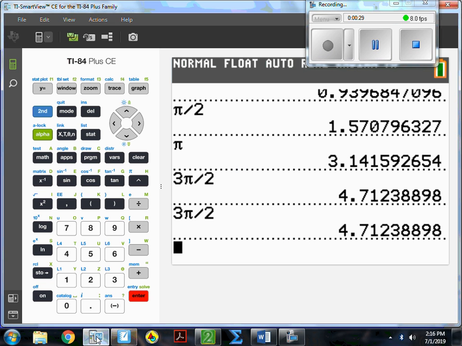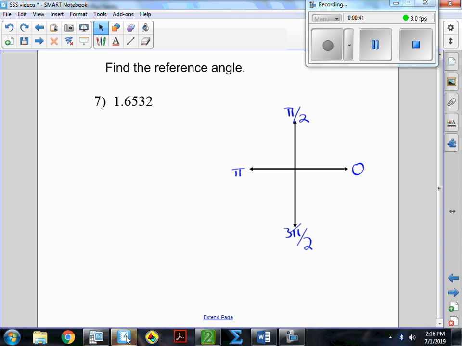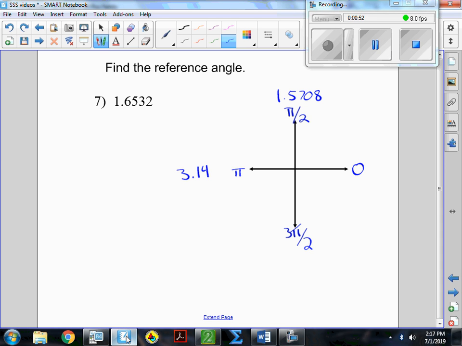So I have my decimals right here for pi over 2, pi, 3 pi over 2. And it looks like I'm only really going to need pi and pi over 2 for this problem. So pi over 2 is 1.5708 if I round. 1.5708 radians, that's what pi divided by 2 is. And then pi is 3.14159, so 3.1416. So what this tells me is that my angle, 1.6532, is going to be a little bit past the pi over 2 measure.